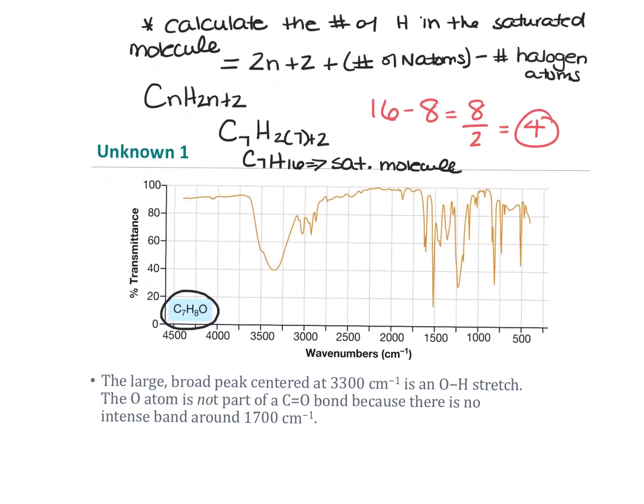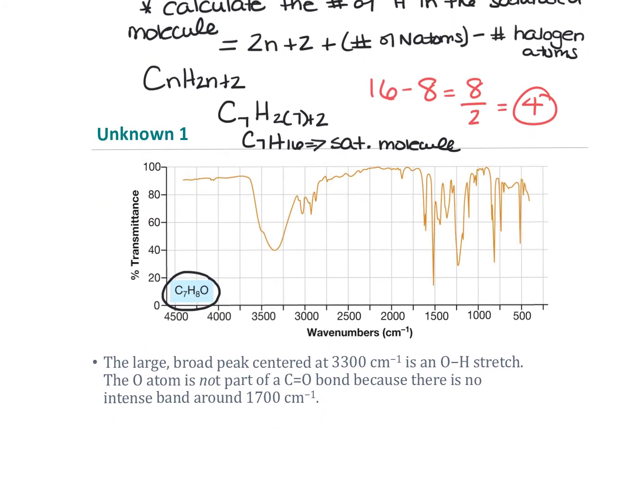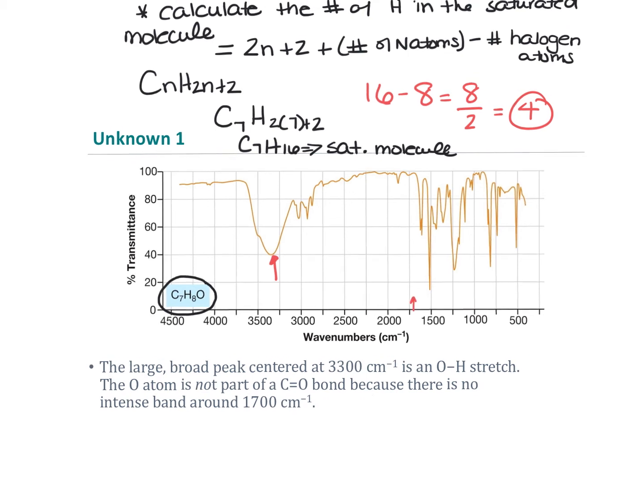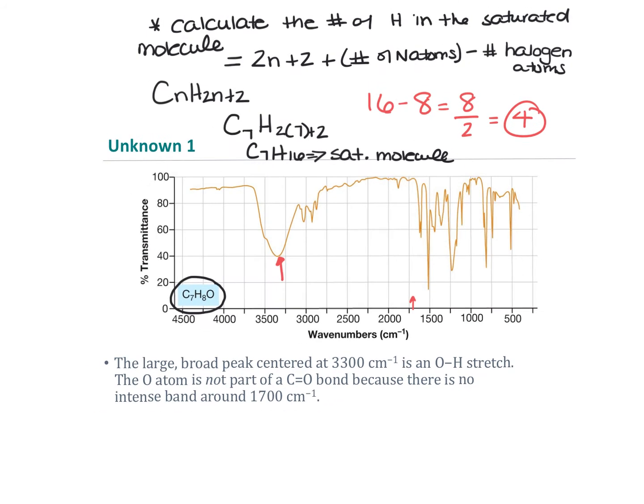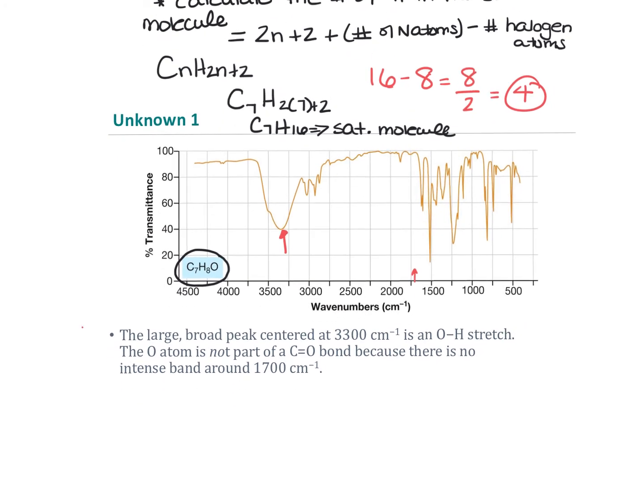Now, we have a large broad peak right there around 3,300 centimeters. That's the one I'm talking about there. That's an OH stretch. It's a very characteristic stretch. But notice that the oxygen is not going to be part of a C double bond O, because when we look here, right around 1700, there's no intense band. So we can rule that out. That's what I would consider step 1.